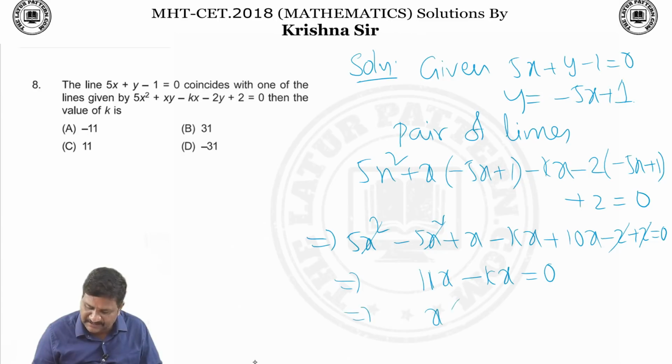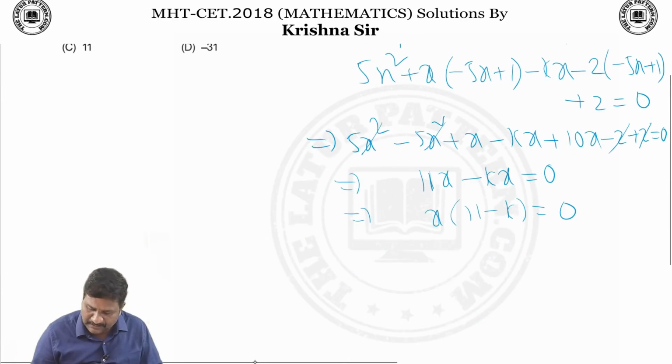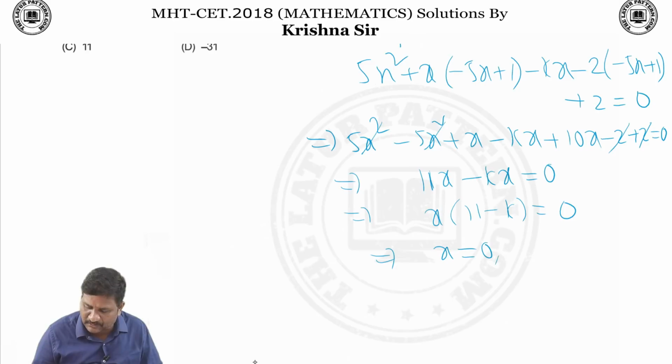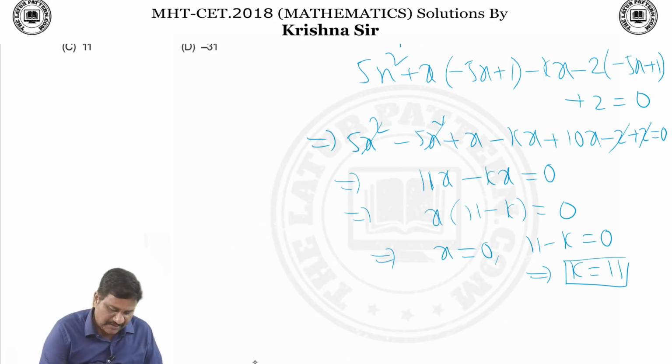Then x is common, so 11 minus k is equal to 0. Now x is equal to 0 and 11 minus k is equal to 0. Now we want to find the k value, then k is equal to 11. Then from our options the answer is C.